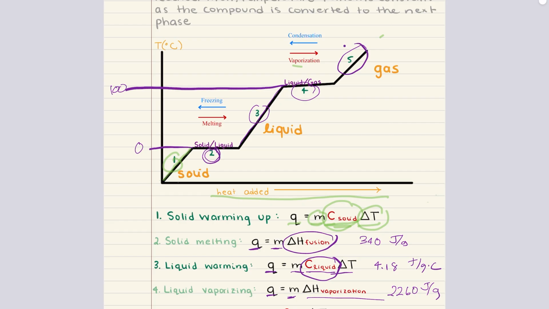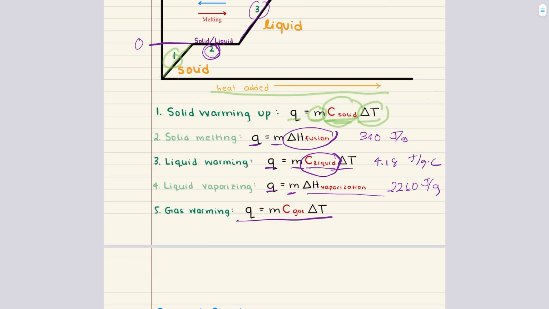Finally, we have segment 5, which represents the gas phase. Once all of the liquid has vaporized, additional heat is going to increase the temperature of the gas, and we can use this equation to calculate the heat. Heat is equal to M multiplied by C gas delta T. C gas is the specific heat capacity of the gas phase. For water vapor, that is going to be 2 joules per gram times Celsius.